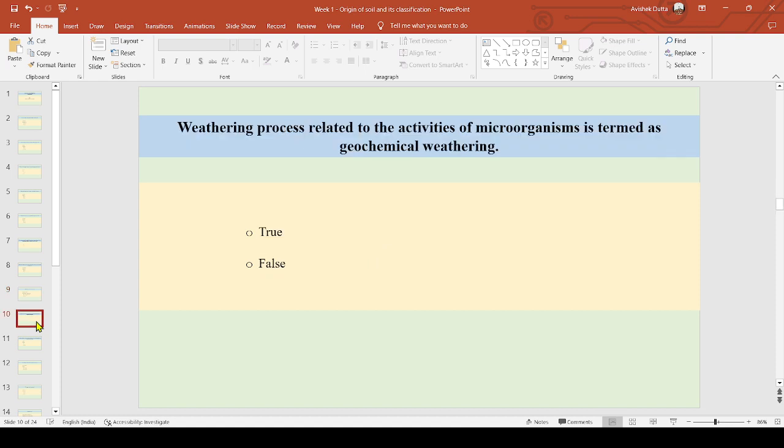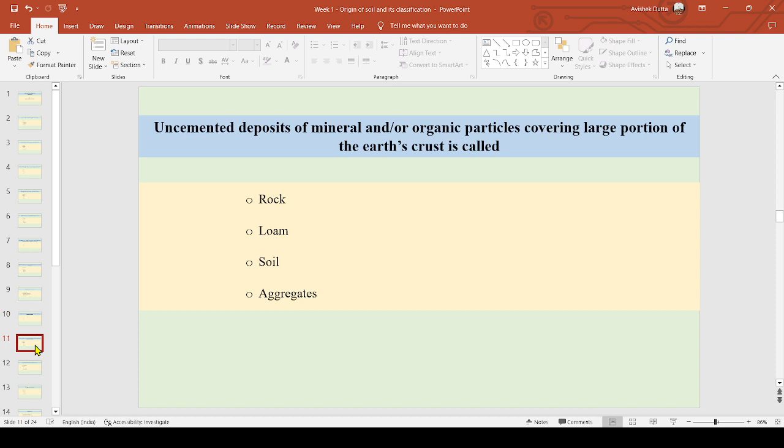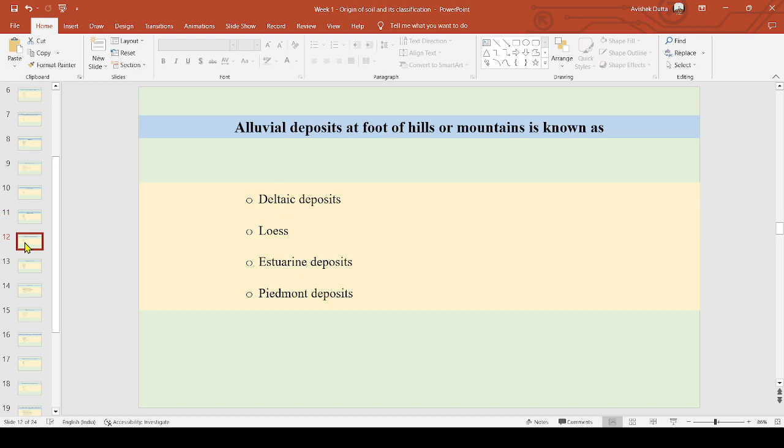Weathering process related to the activities of microorganisms is termed as geochemical weathering. Is it true or false? Uncemented deposits of minerals and or organic particles covering large portion of the earth's crust. What is it called? Rock, loam, soil, or aggregates. Alluvial deposits at the foot of hills or mountains is known as deltaic deposits, loess, estuarine deposits, or Piedmont deposits.